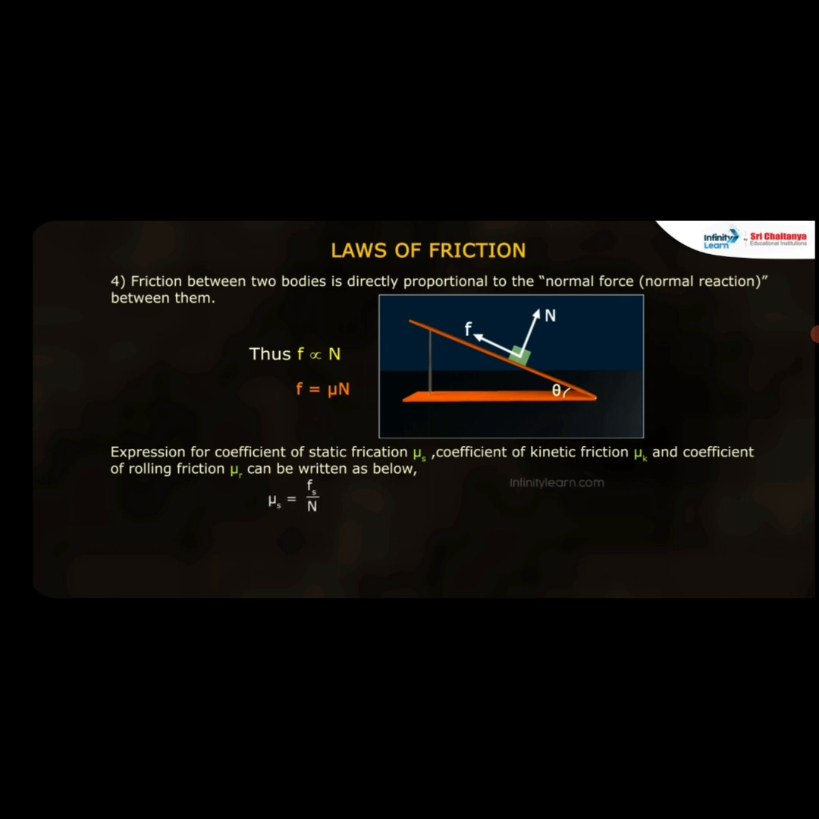Mu S is equal to Fs by N. Mu K is equal to Fk by N. And mu R is equal to Fr by N. Mu S greater than mu K greater than mu R. Fs greater than Fk greater than Fr.